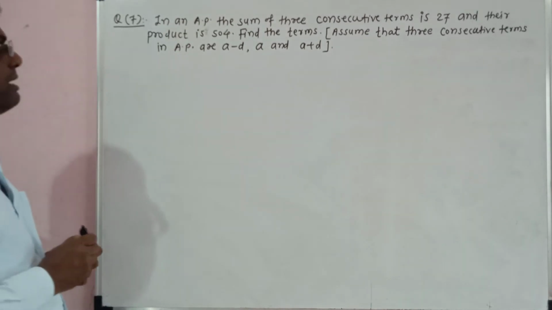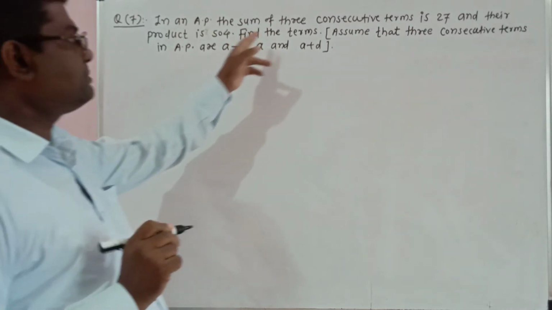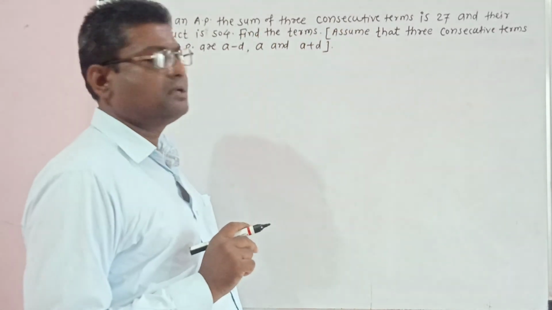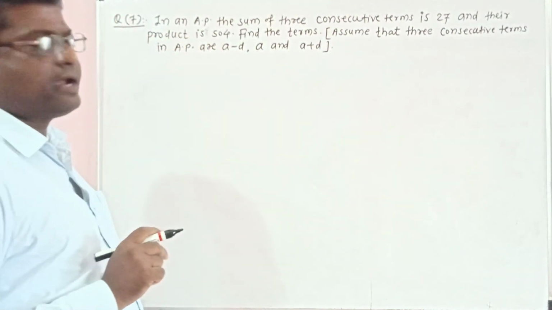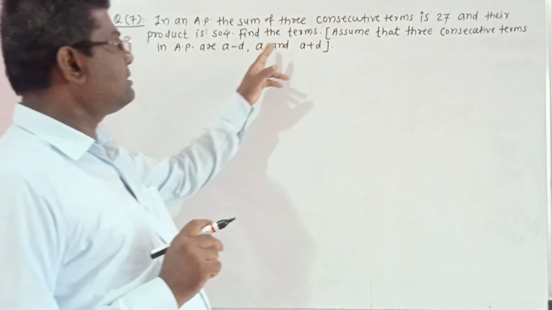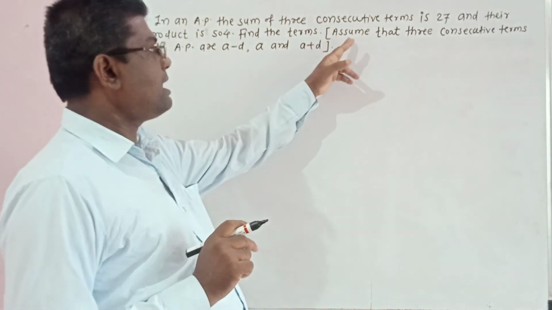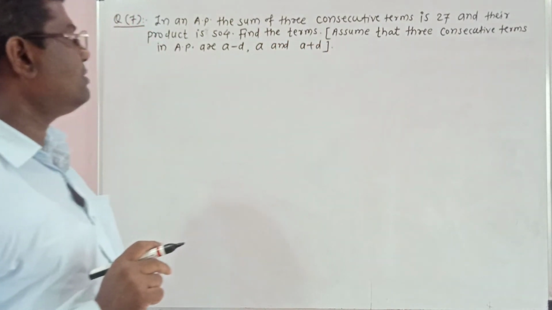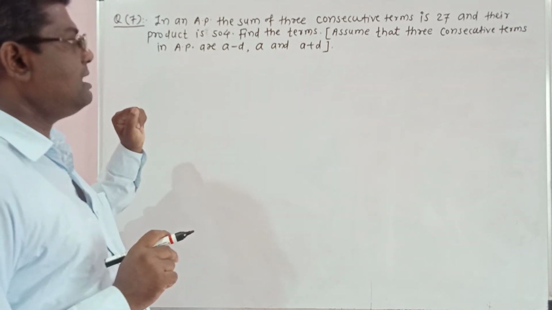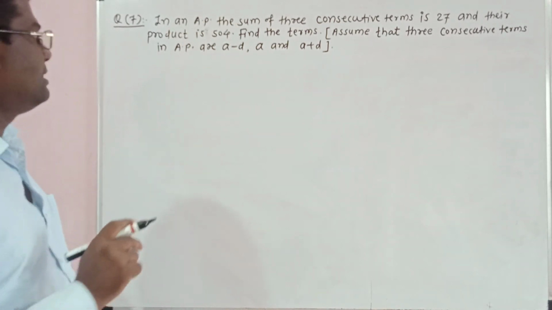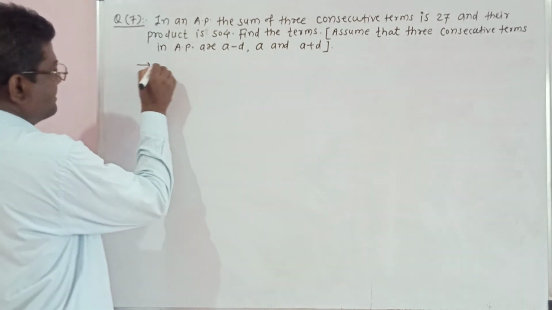Question number 7. In an AP, the sum of 3 consecutive terms is 27 and their product is 504. Find the terms. Assume that 3 consecutive terms in AP are A minus D, A and A plus D. Now let's solve this example.